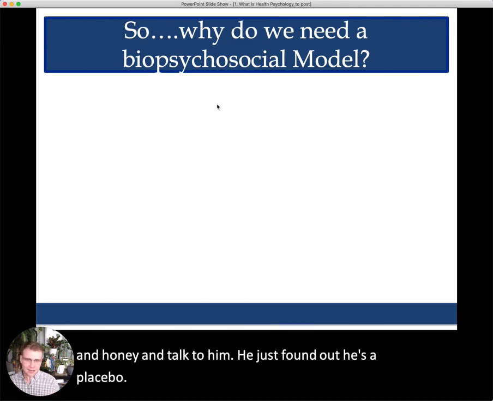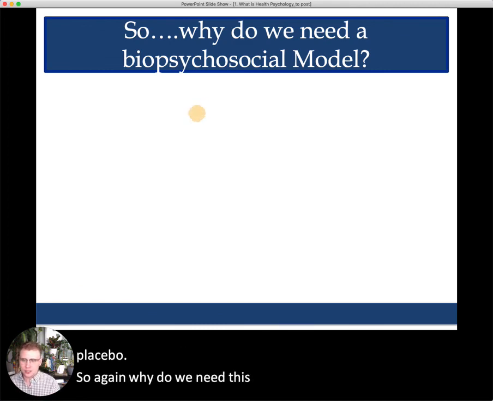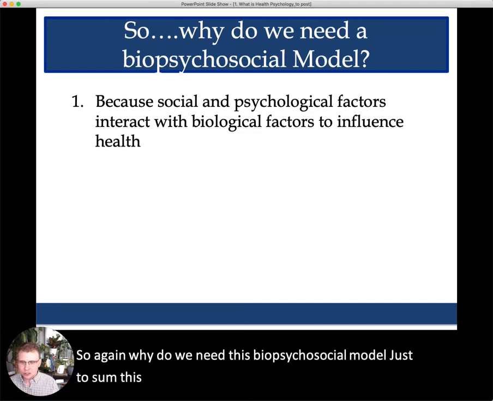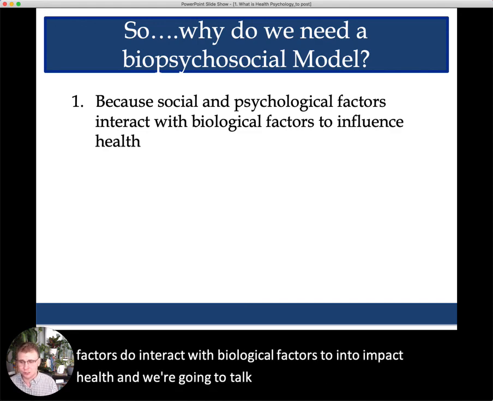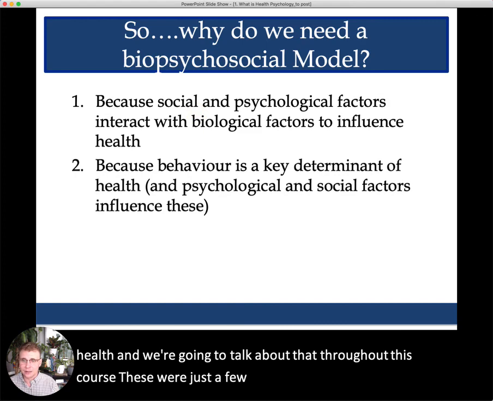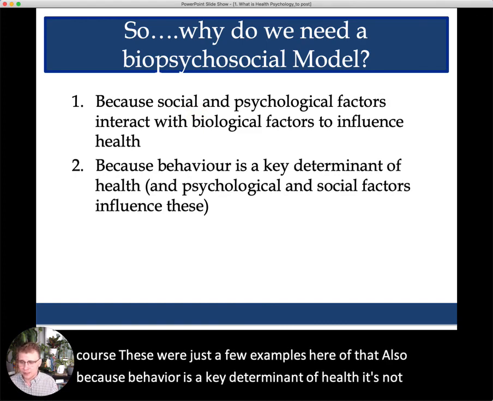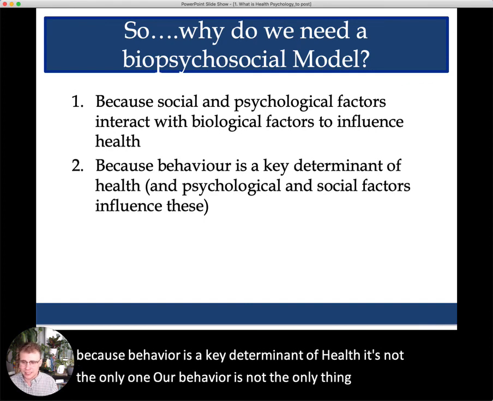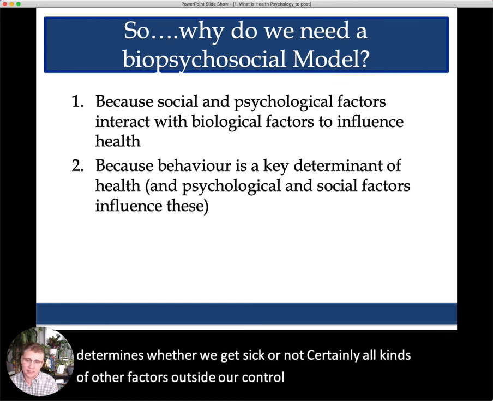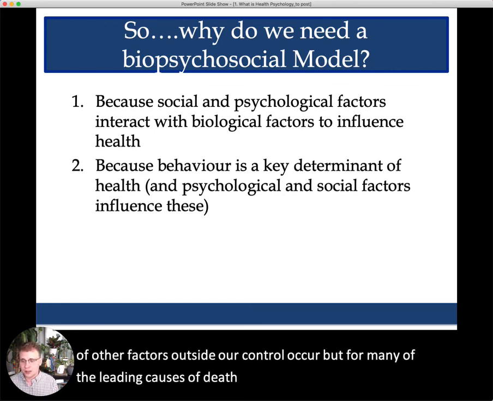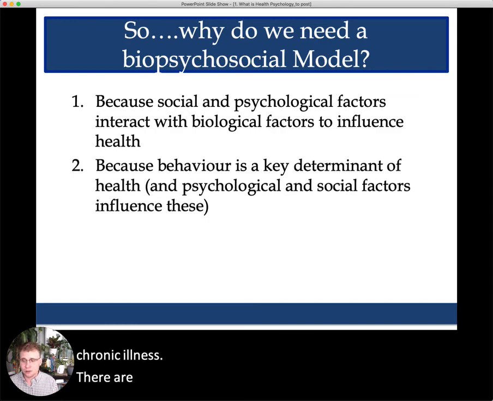So, again, why do we need this biopsychosocial model? Just to sum this up, because these social and psychological factors do interact with biological factors to impact health, and we're going to talk about that throughout this course. These were just a few examples of that. Also, because behavior is a key determinant of health. It's not the only one. Our behavior is not the only thing that determines whether we get sick or not. Certainly all kinds of other factors outside our control occur. But for many of the leading causes of death and chronic illness, there are behavioral things that we can do to prevent or to mitigate the negative outcomes of that.